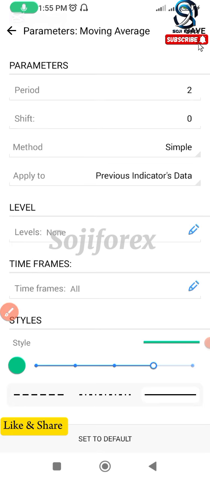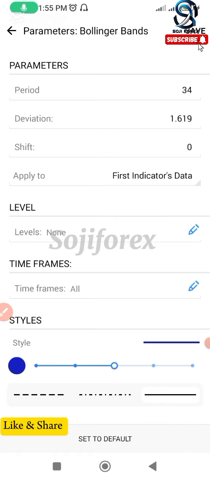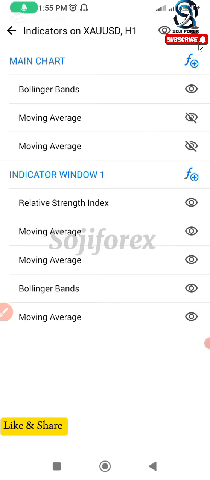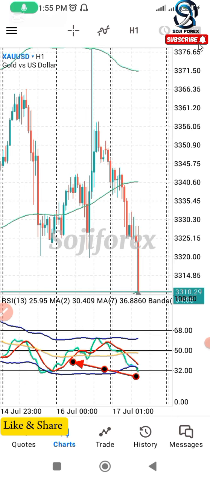Okay. Then we have the second moving average. The second moving average, the period is 7. And this is the setup. You do a screenshot of this. And then we have our Bollinger Band. Very much important. The period is 34. Deviation is 1.619. And then we have a moving average. This is period 34. The shift is 0 and the method is simple. So if you've done your setup correctly, your chart will be looking exactly like mine.